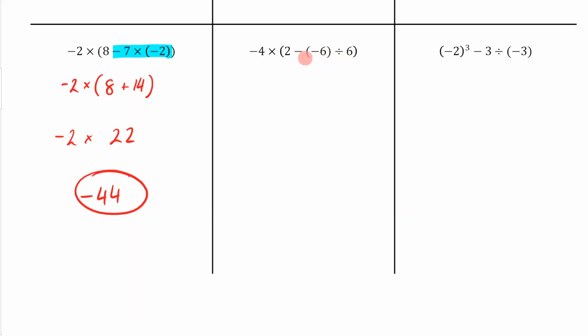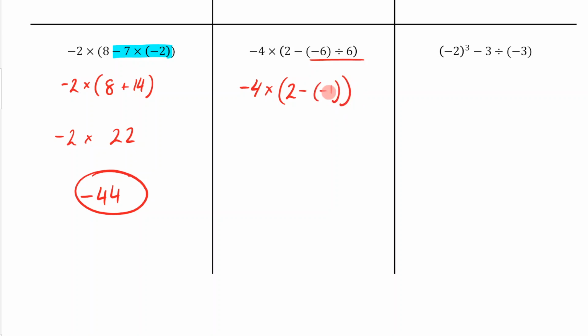Again, I know that I'm going to be dealing with what's inside the brackets first. And this one actually might throw us for a bit of a loop. We've got negative 4 times... Now, I'm going to do this division first. So it's going to be 2 minus, now negative 6 divided by 6 is going to be negative 1.